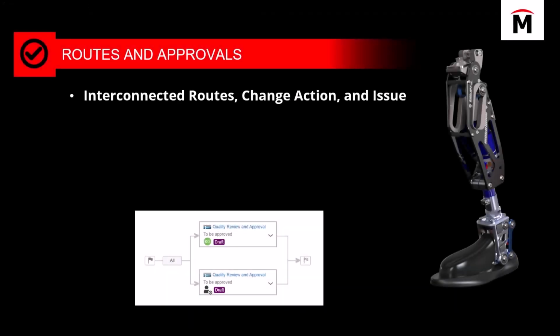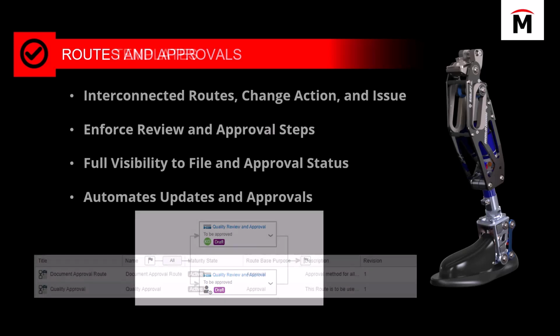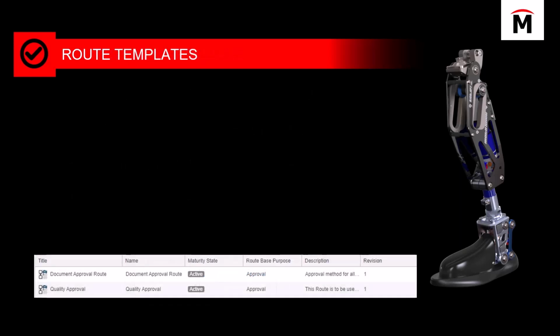So we saw how interconnected the routes, the change actions, and the issues are. This is a great way to really enforce review and approval steps using routes, and we do get full visibility to file and approval status through the interconnectivity of these three particular apps. We saw quite a bit of automation. Once that route was approved, the change action, the issues, all those items just really started getting pushed through and approved. I want to talk a little bit more about route templates.